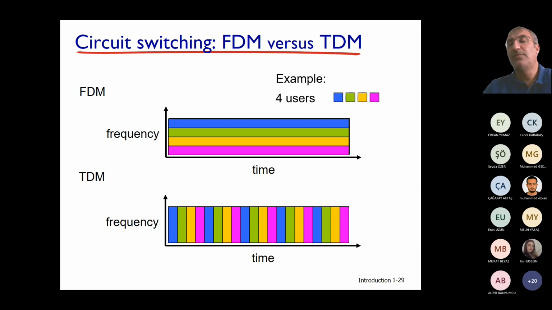The main advantage of TDMA is that when a user's turn comes, it can utilize the whole channel, which is 4 megahertz in our example. But the main disadvantage is that they have to wait for other users to complete their transmission. I guess it's clear, right?